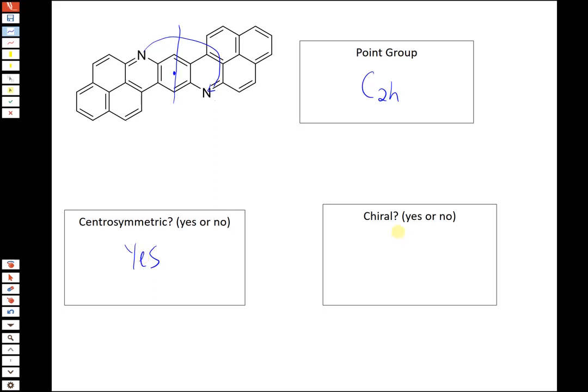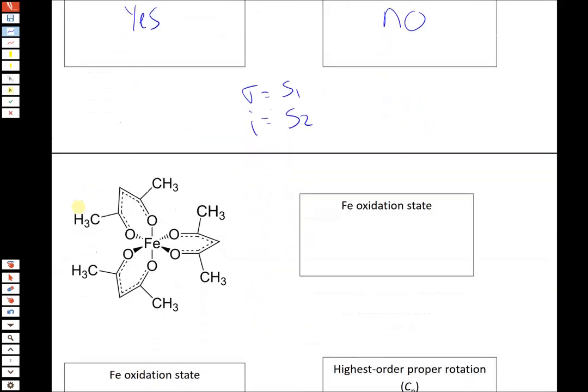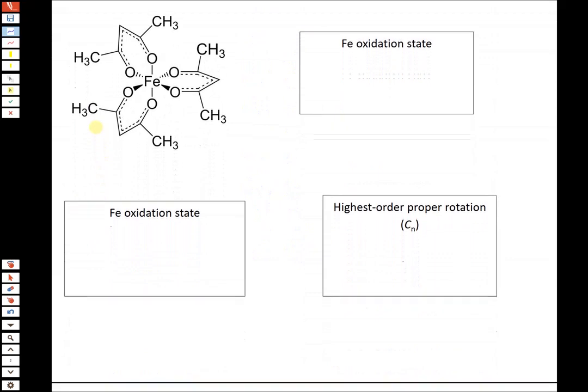And then for chirality, it needs to lack an improper rotation axis. Well, remember that sigma is equivalent to S1, inversion is equivalent to S2, so the C2h point group includes two improper rotation operations, even though they're not labeled as such. So any planar molecule is going to be achiral because of the reflection plane anyway, so that would be a no for that one. The next molecules that we had were coordination compounds.